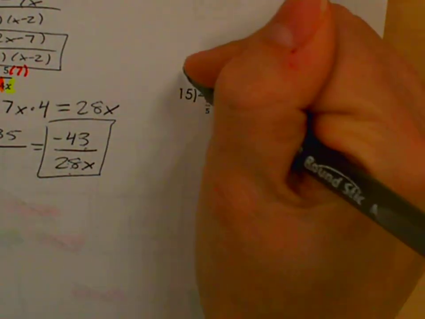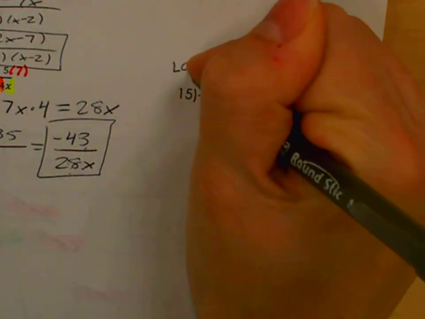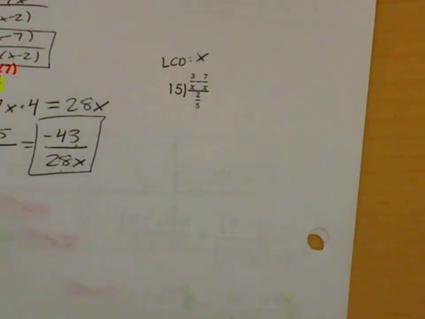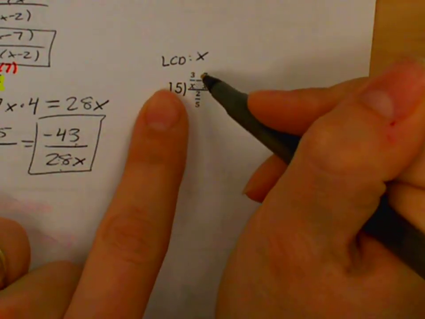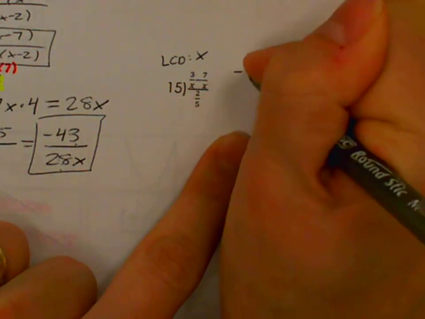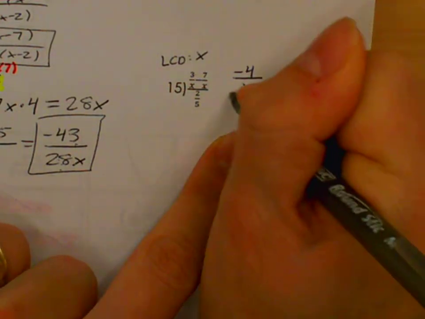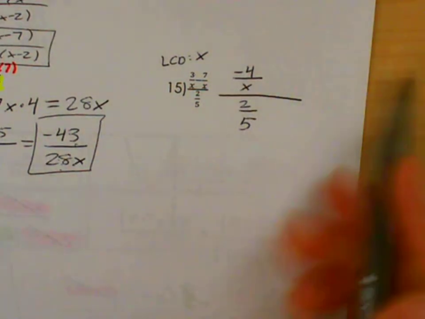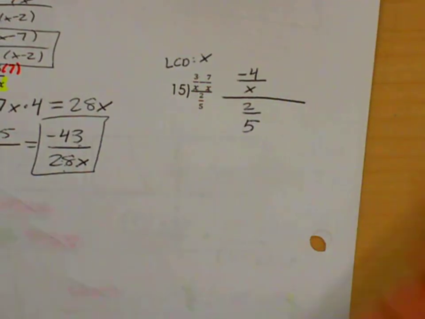So I'm looking for an LCD, a least common denominator, on the top. Oh look, they already have a common denominator. It's x. So I'm good. I can subtract these. My common denominator is x. I have 3 minus 7, which is negative 4 over x on the top, and the bottom was already one fraction. And once I have a fraction divided by a fraction, then I just do my division.